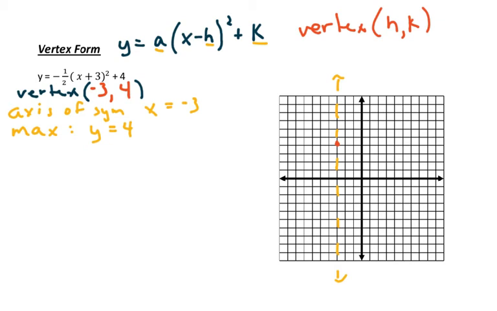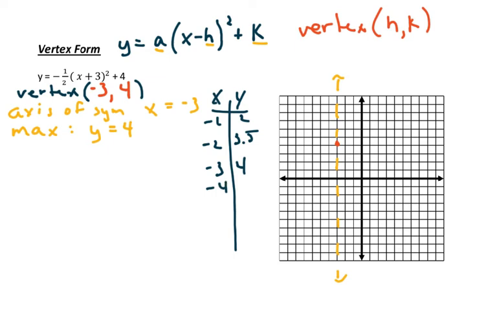Also, I'm going to jot down real quick a table of points. Again, you can plug this in on your calculator and get these quickly. We got (-3, 4), which is my vertex. I got (-2, 3.5). And then I've got (-1, 2). I've got (-4, 3.5). And (-5, 2).